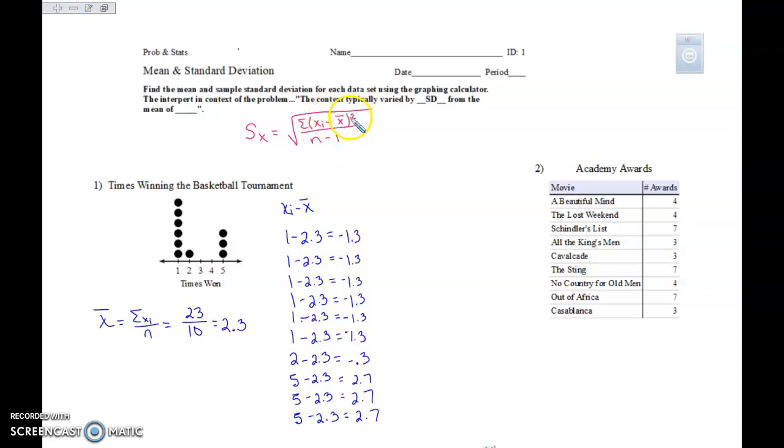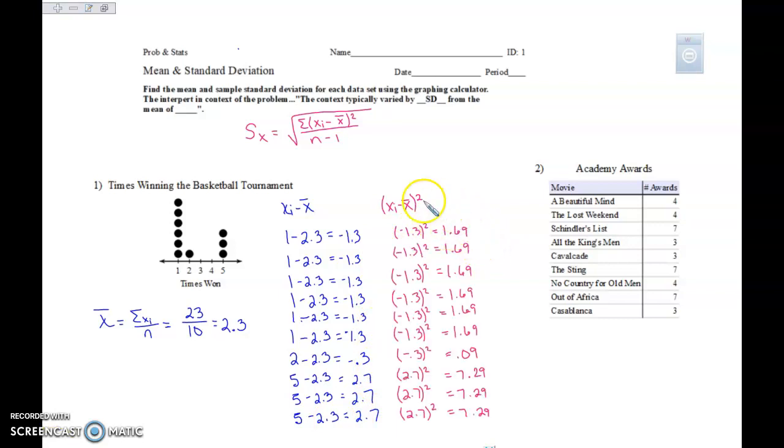Now if you look at the formula, you're going to square. So what you're going to do is find the x sub i minus x bar, and then square it. We're doing it one step at a time, so we're going to square all of these numbers. So I'm going to take negative 1.3, square it, and get a value, and do the rest with all of the other ones. So when I squared all of these numbers, I got these values over here. What that does is it makes them positive. So when you're finding the average, you're finding the average of a positive distance, because distance is positive.